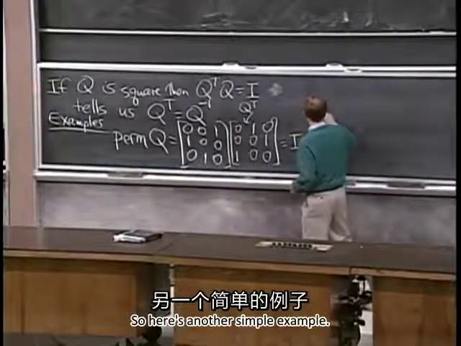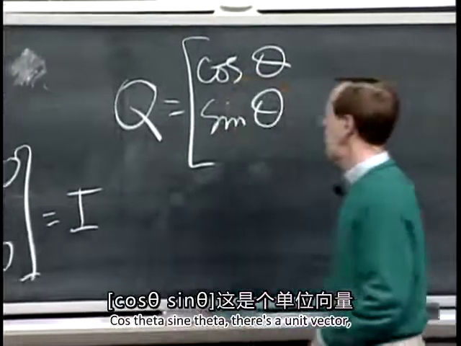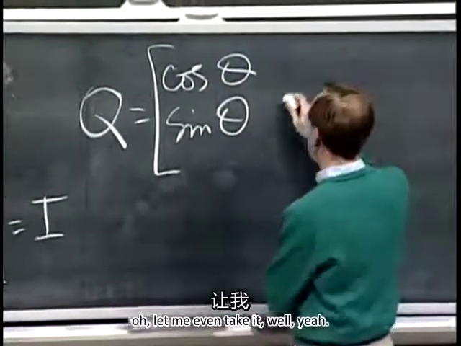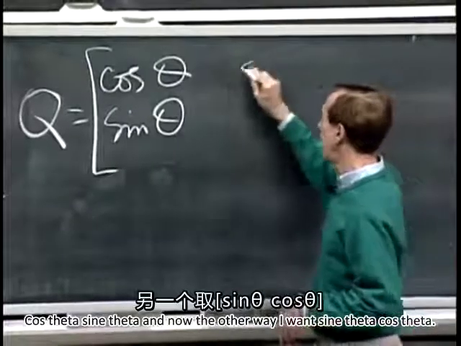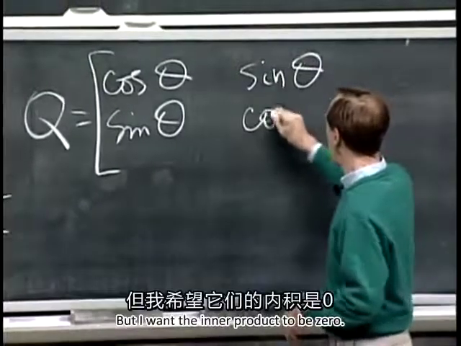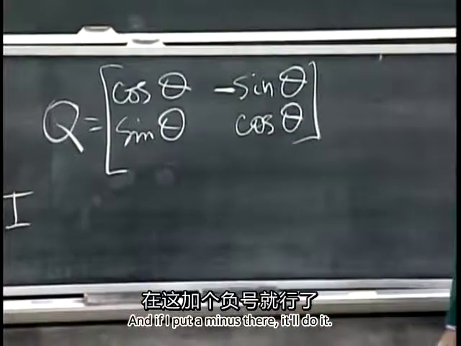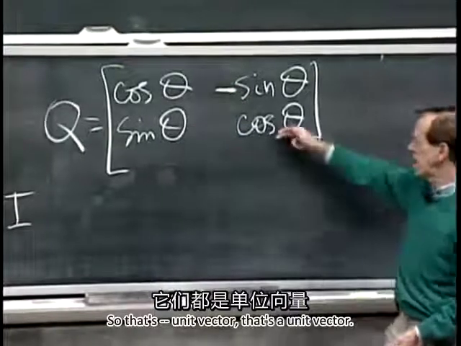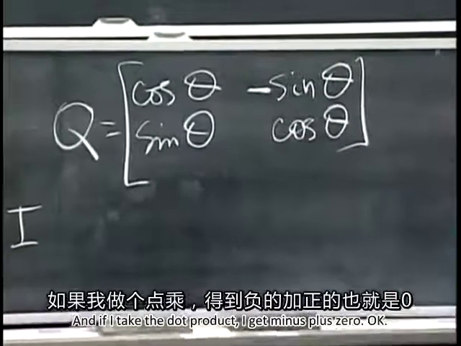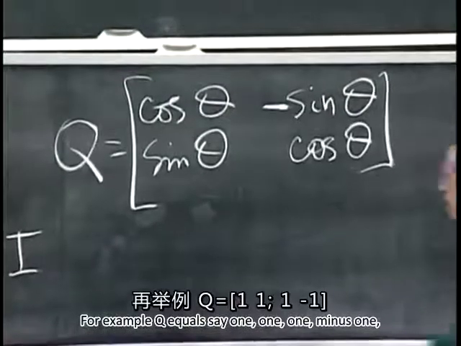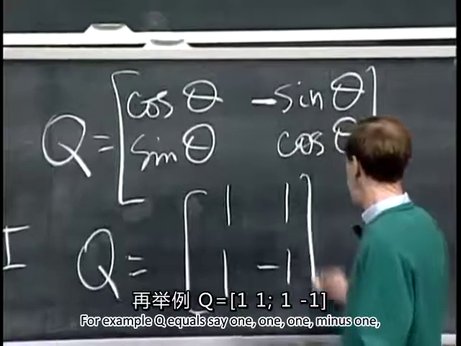So here's another simple example. Cos theta, sine theta. There's a unit vector. Now the other way, I want sine theta, cos theta, but I want the inner product to be 0. And if I put a minus there, it'll do it. So that's a unit vector, that's a unit vector, and if I take the dot product, I get minus, plus, 0. Okay. So for example, Q equals, say, 1, 1, 1, minus 1.